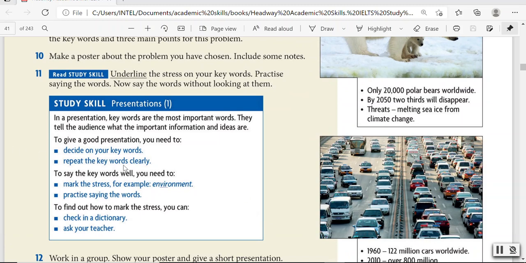Repeat keywords clearly. You can repeat the keywords more than once, twice, okay? More than 4, more than 5 times.